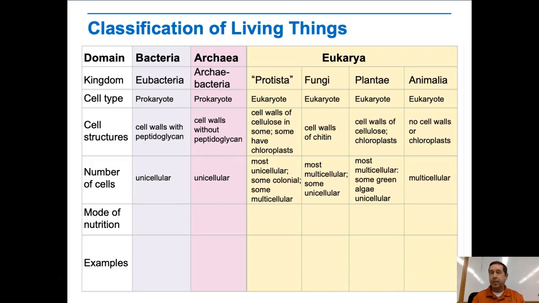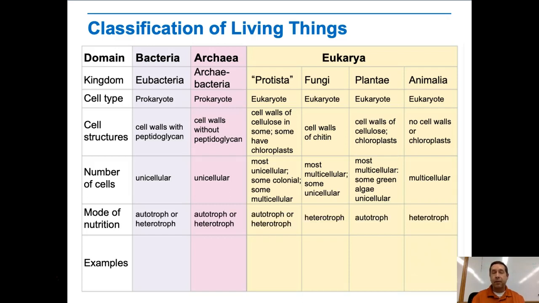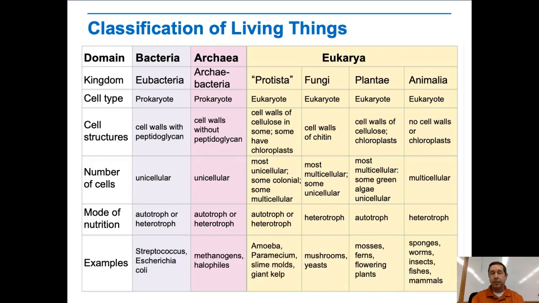Algae can sometimes be in the plant kingdom, sometimes it's put in the protist kingdom. If algae are included in the plant kingdom, those would be unicellular for the most part, but all the other plants are multicellular. And then all animals are multicellular. How they get their food, bacteria, some are autotrophs, some are heterotrophs. They could be chemosynthetic or photosynthetic, same with the archaea. With protists, you have some photosynthetic autotrophs and some heterotrophs. Fungi and animals are all heterotrophs. Plants are all autotrophs. As far as examples, you can see those here.